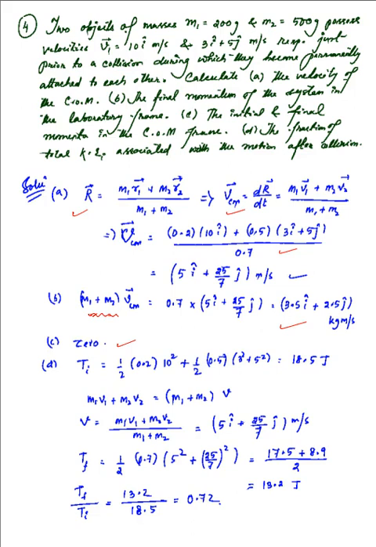Then, as far as the kinetic energy is concerned, the kinetic energy of the particles prior to collision was half times m times their initial velocities squared, which leads us to 18.5 joules. And as far as conservation of linear momentum is concerned, the final velocity of the system is this, which is of course the velocity of the center of mass.